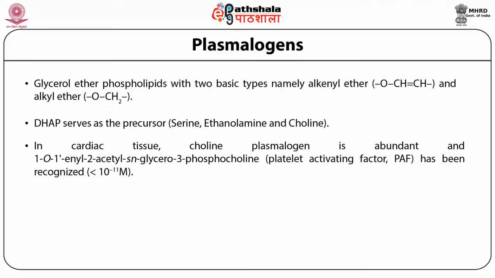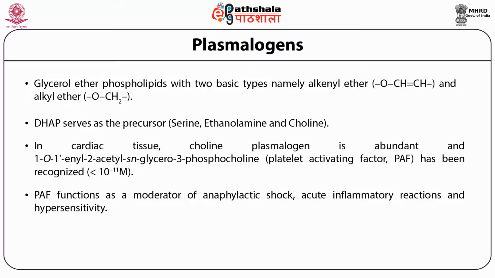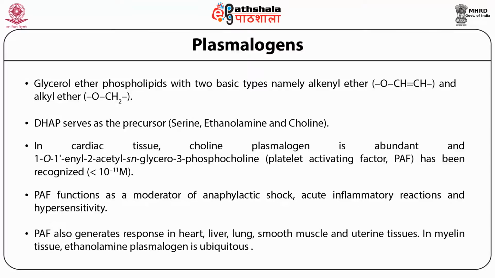and the platelet activating factor has been recognized as an enormously powerful biological mediator, capable of stirring up cellular processes at low concentration. The platelet activating factor functions as a mediator of anaphylactic shock, acute inflammatory reactions, and hypersensitivity. In regard to antigen IgE complex formation, the platelet activating factor is synthesized on the surface of basophils, eosinophils, macrophages, monocytes, and neutrophils. In cells, the platelet activating factor synthesis and discharge lead to platelet aggregation and the liberation of serotonin. The platelet activating factor also generates responses in heart, liver, lung, smooth muscles, and uterine tissues. In myelin tissues, ethanolamine plasmalogen is ubiquitous.